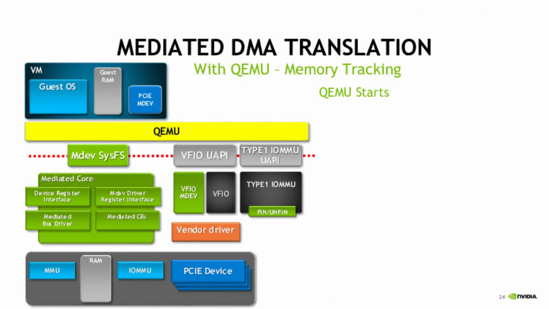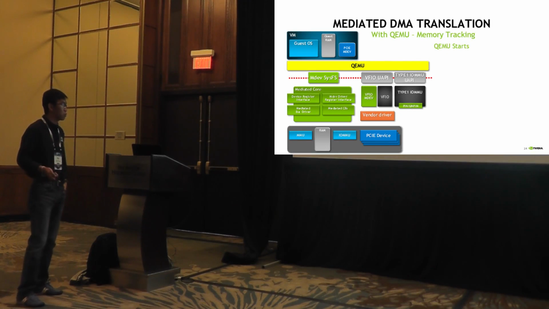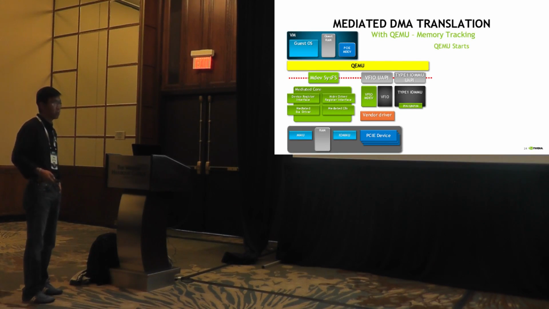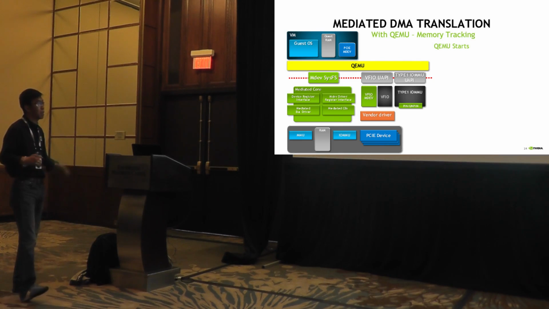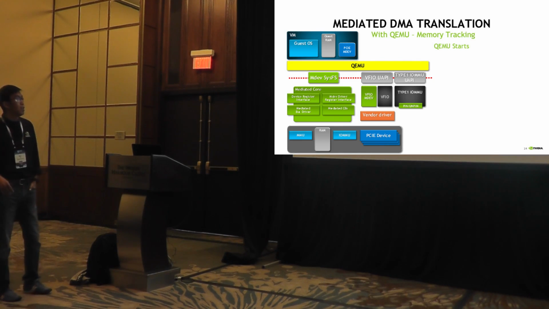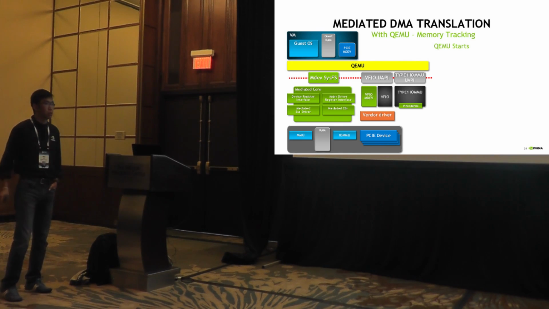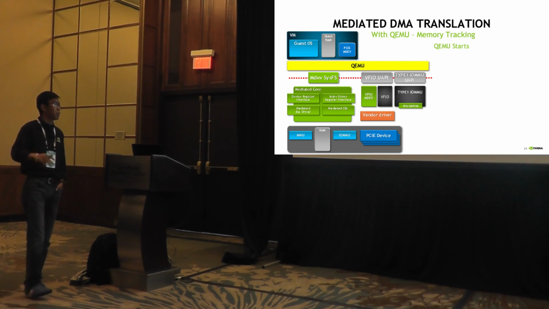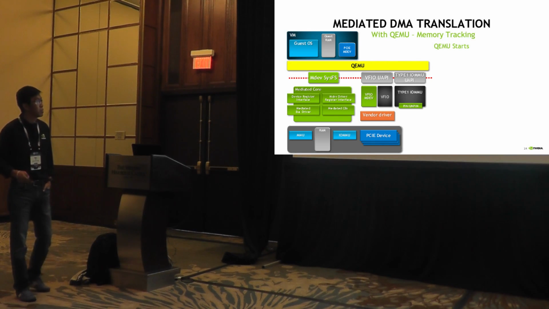So the QEMU starts. The first thing is we have to do the memory tracking. We want to track all the memory inside the guest, right? So there's no static mapping. We don't have to set up the one-to-one mappings as we do on a regular, normal pass-through, right?